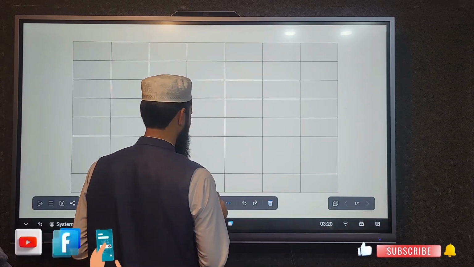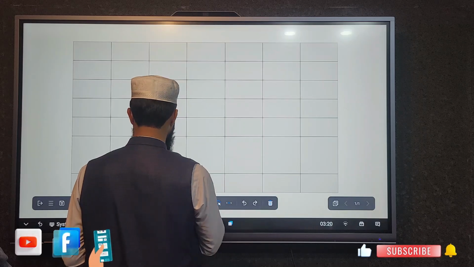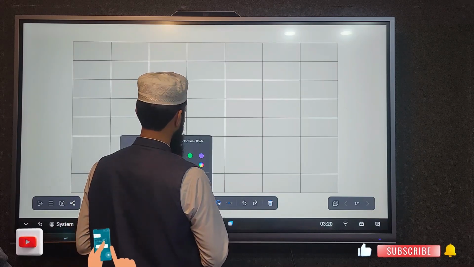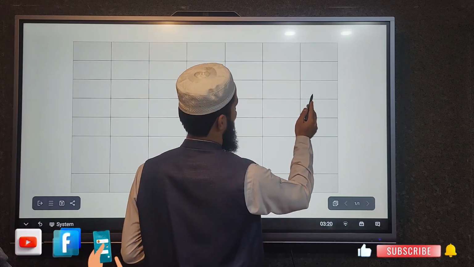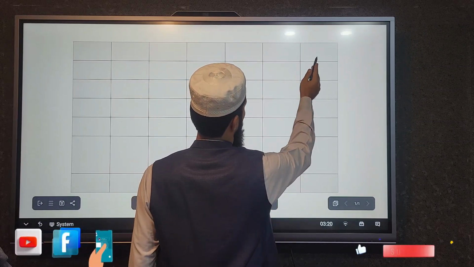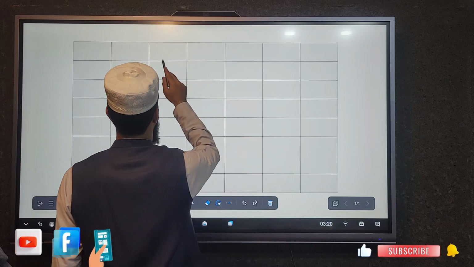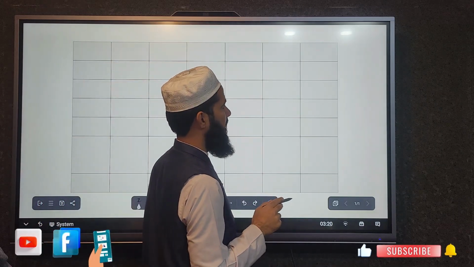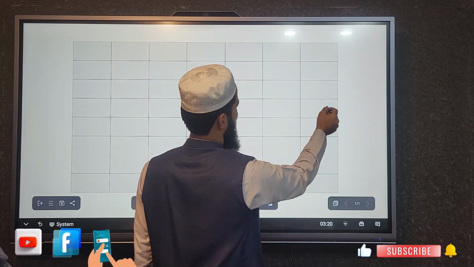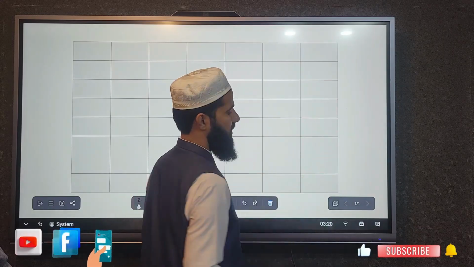Okay, so here I draw a diagram. In this diagram we have some columns and rows, like 1 2 3 4 5 6 7. Seven columns and seven rows.